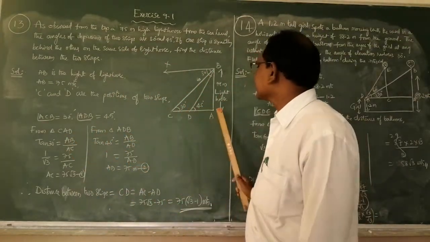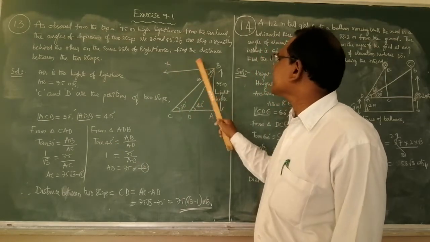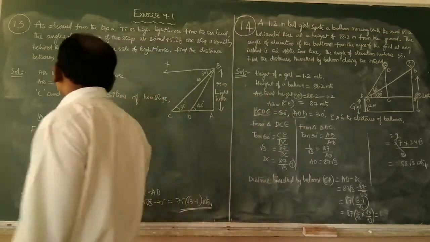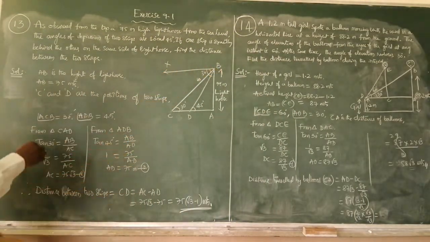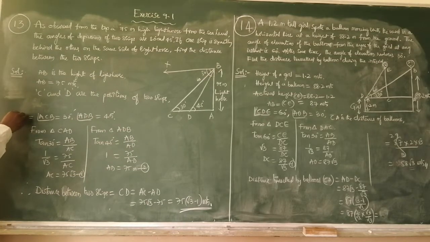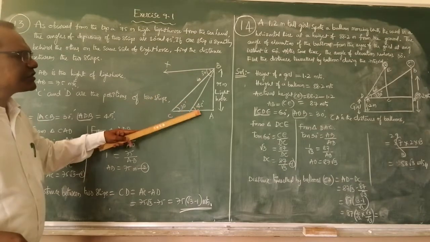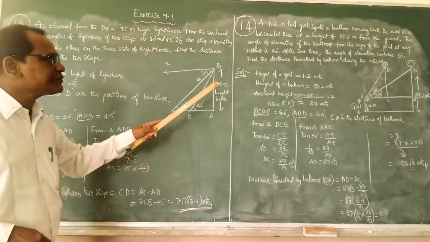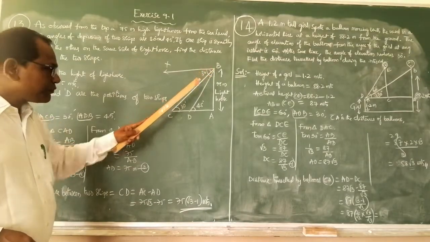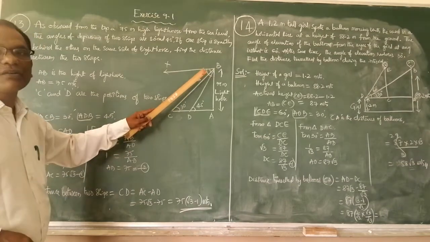Now I am writing the angles. Angle ACB equals angle XBC. Why? It is the alternate interior angle. These two lines are parallel and this is the transversal. Why angle of depression? Angle of depression means from top to bottom we see, the observer is at a higher level than the object. That is called angle of depression.